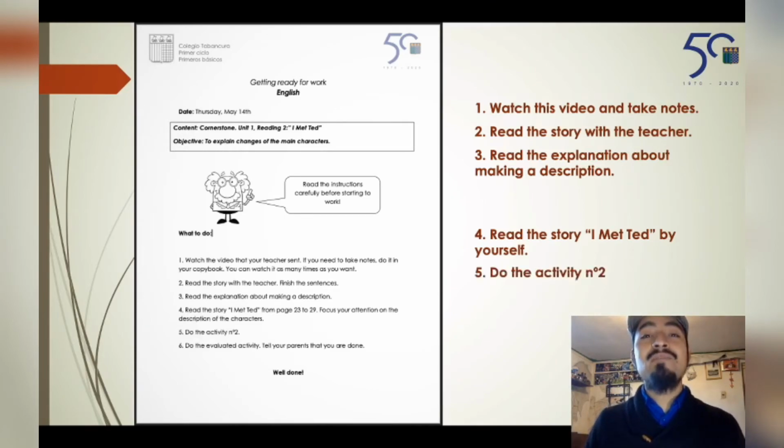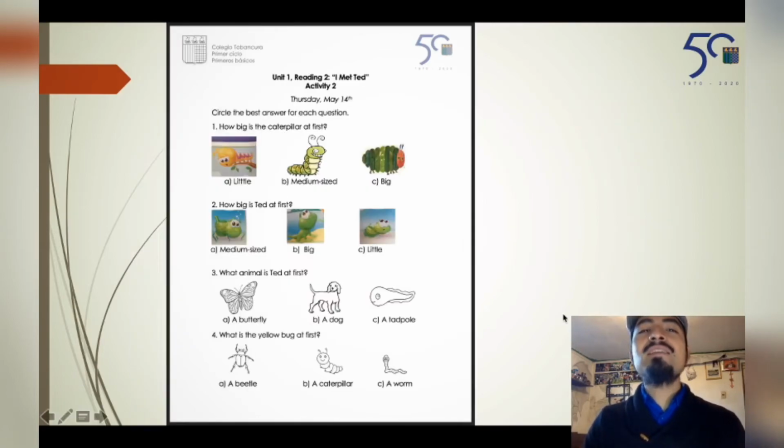Later, you have to do the activity number 2. I will explain it to you. This is the activity number 2. It says, circle the best answer for each question. In each question, you will have 3 alternatives. I will read it for you. Number 1, how big is the caterpillar at first? That is the beginning of the story. How is it? A, little, like this. B, medium size. C, big. Only one is the correct answer.